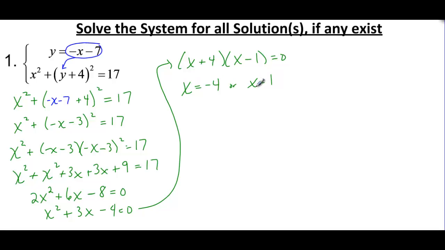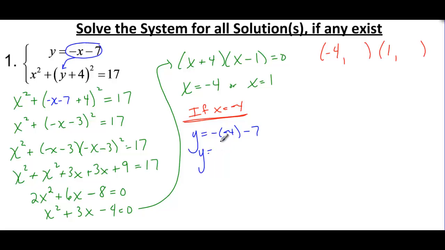But remember, I'm trying to find the points of intersection. So all this tells me is that in my final answer, I'm going to have a negative 4 comma something and a 1 comma something. So how do I find the y value? Well, if x equals negative 4, I know that y is equal to negative x minus 7, so y is equal to 4 minus 7, which is negative 3. So I get negative 4, negative 3.